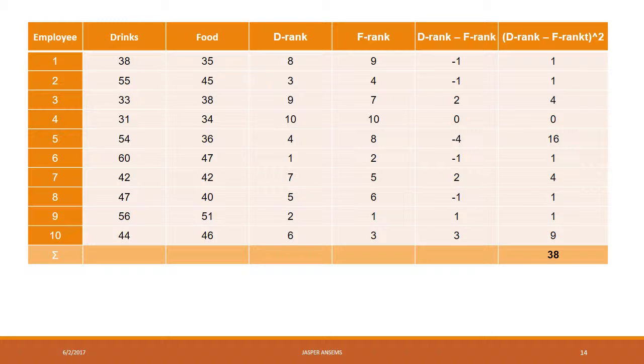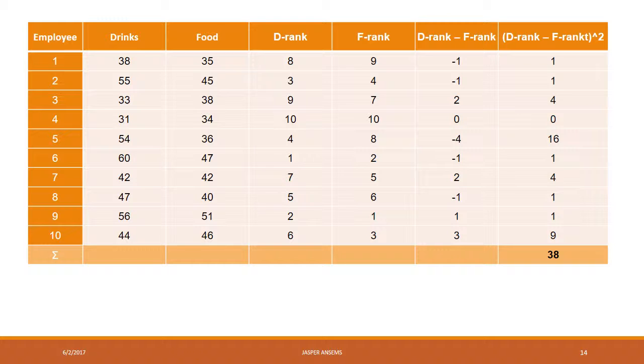In this table, the first three columns are the same, so employee, drinks and food. In the next column we ranked the D, so drinks. For employee 6, he sold 60 drinks, which means he is number 1. And for employee 4, he sold 31 drinks, which means he's number 10 in rank. We also did that for food. Employee 9 sold 51 times food, so he gets rank 1. And employee 4 again sold 34 times food, which means he gets rank 10.